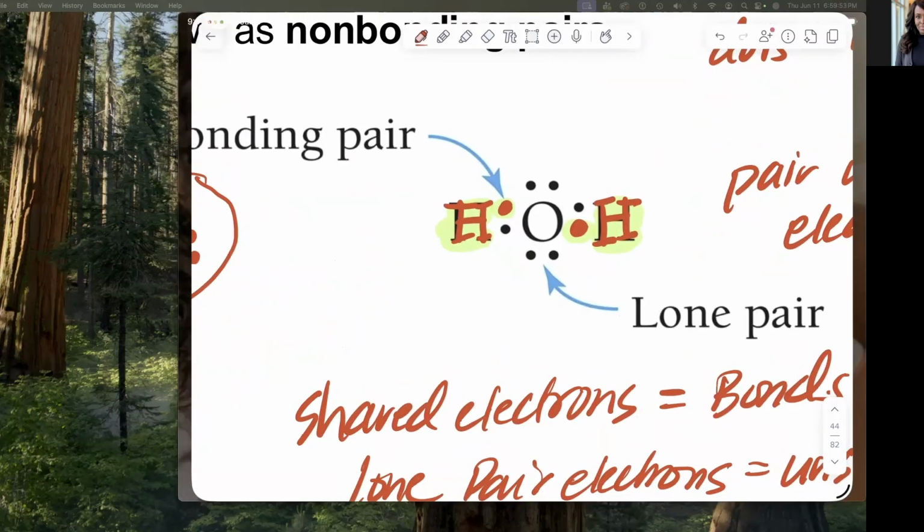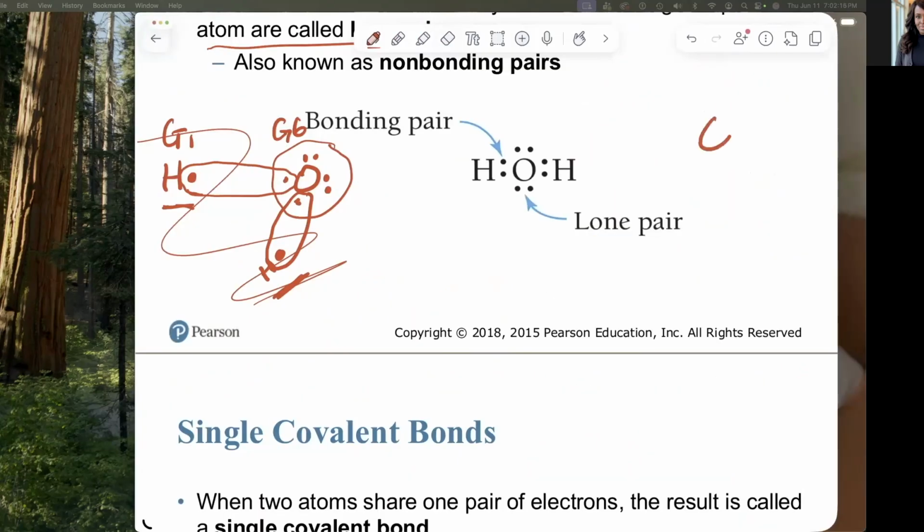Now, oxygen ends up surrounded by 8 electrons. So oxygen ends up having an octet of electrons because it has 8 electrons surrounding it. But hydrogen only has a duet. Duet stands for 2 electrons. Oxygen was surrounded by 6 electrons, right? 1, 2, 3, 4, 5, 6.